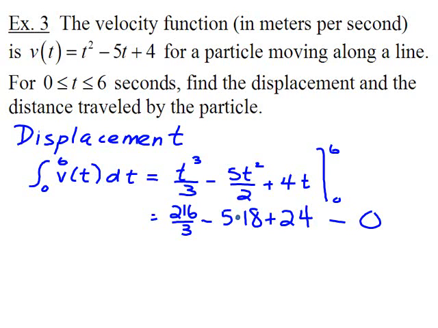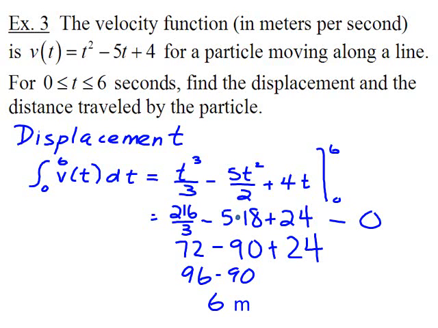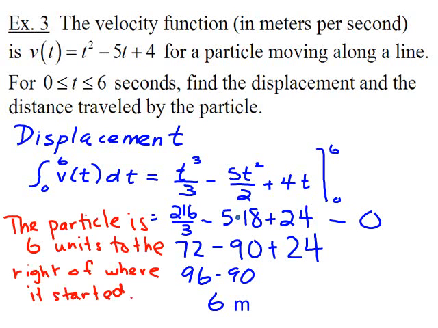And evaluating at t equals 0 gives me 0. Simplifying, I find that the displacement of the particle is 6 meters. So the particle is 6 units to the right of where it started.